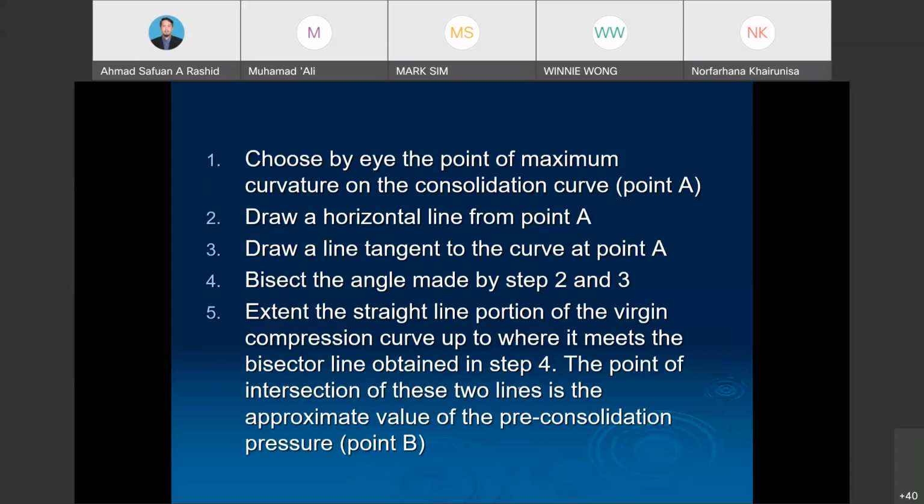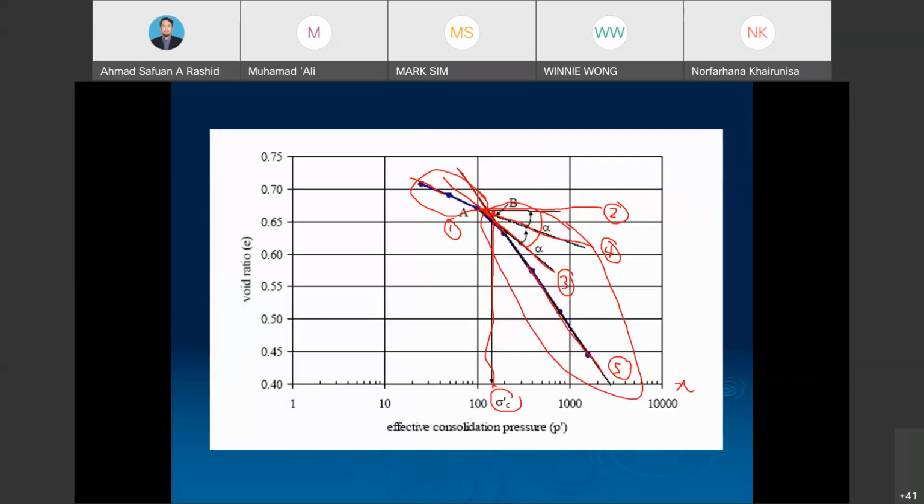Point A: draw a horizontal line from point A, draw a line tangent to the curve at point A, bisect the angle made by step 2 and step 3. Then extend the straight line portion of the virgin compression curve up to where it meets the bisector line obtained in step 4. The point of intersection of the two lines is the approximate value of the pre-consolidation pressure.